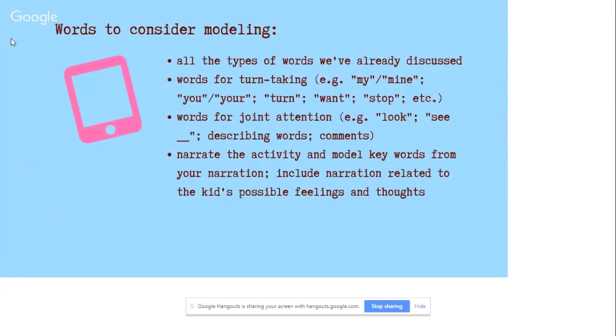And some of the words that you might consider modeling, of course, all the stuff that we've already talked about, those types of words, we continue to model them. But you might want to think about words for turn taking. So it might be mine or my, maybe you or your. I always focus on mine, and I save you and your for a lot later. But you do what works for you. You might put turn. You might put want. You might put stop. Like if the kid is kind of wanting to tell you, stop, I don't really like doing this turn-taking thing, he might need you to model stop and give him a little break from that turn taking.